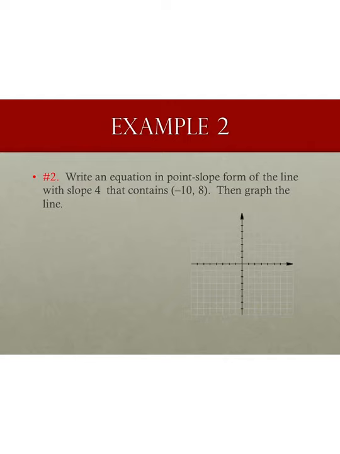Next, we are going to write an equation in point-slope form, so a different form this time, of a line with a slope of 4 that contains the point -10, 8. So notice that I labeled that x1, y1 because point-slope form is y minus y1 equals m parentheses x minus x sub 1. I plug in 4 for the slope, and then -10 is going to be x1, 8 is going to be y1. So y minus 8 equals, the slope is 4, x minus -10.